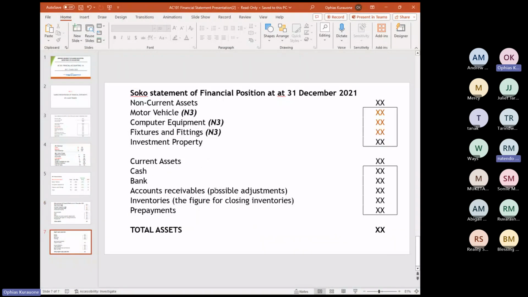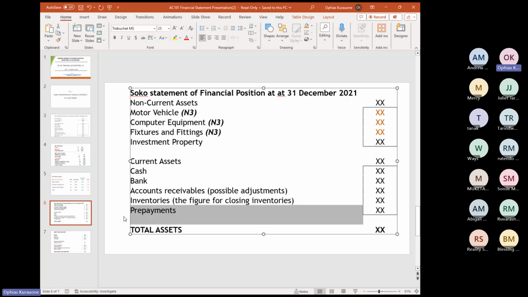Inventories, the same thing. So these are the key elements which you're supposed to understand. Prepayments, for example, the ZESA bill is maybe $26,000 per year. So then you paid 27,000, which means that you paid an extra 1,000. So that 1,000 becomes a prepayment, because you paid for something which is not used.